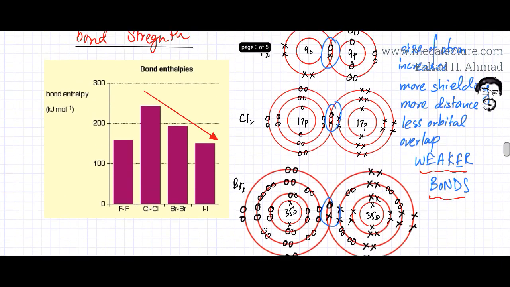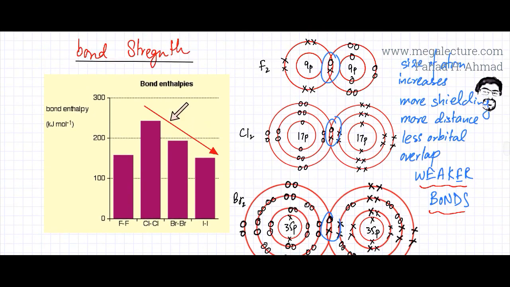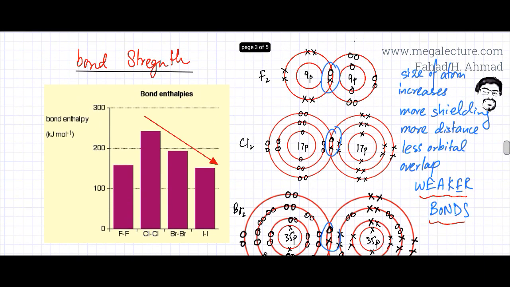But the problem over here is that the trend is followed by the three elements at the bottom, but not by fluorine. So fluorine is not following the trend exactly. Fluorine actually has a weaker bond compared to all the others. So what is the reason why fluorine has a weaker bond?